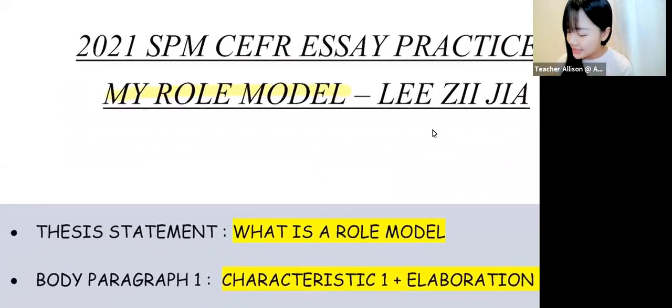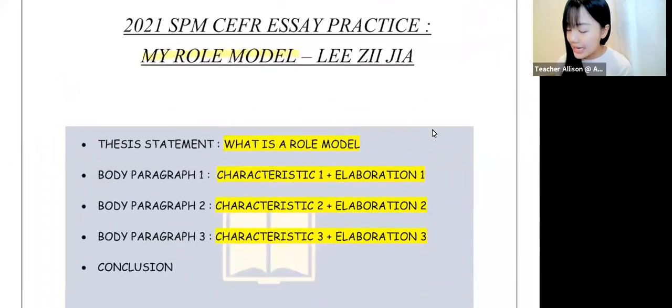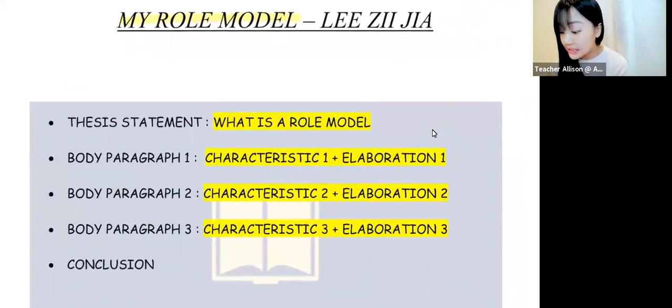As you can see here, when it comes to writing an essay like "who is my role model", there are a few things to bear in mind. First and foremost, it is always important to look at the 5 paragraphs. We have to write our thesis statement, body paragraph 1, body paragraph 2, body paragraph 3, as well as the conclusion. So what is a thesis statement? Basically, you have to introduce what a role model is. You have to give the definition, or explain it in your own words.